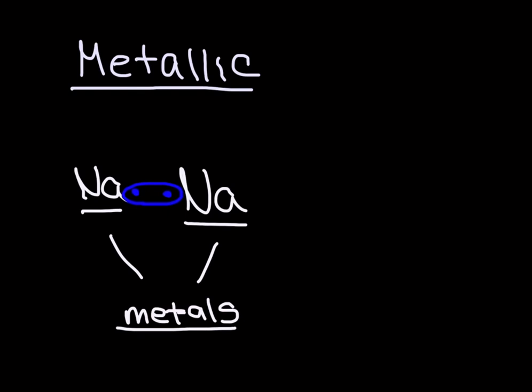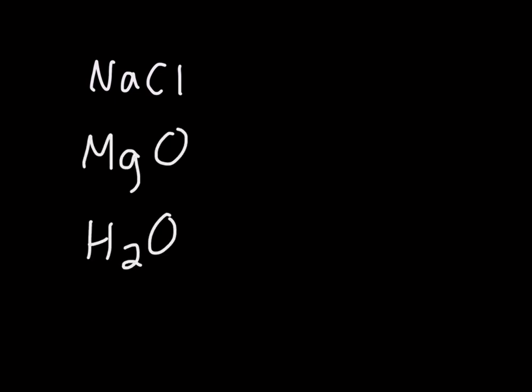Now that you've learned the 3 types of chemical bonds, it's time to go over some practice questions. Here are a few examples of different types of bonds. Okay, so first we have NaCl, aka salt, and this bond will be ionic because it consists of a metal and a nonmetal.